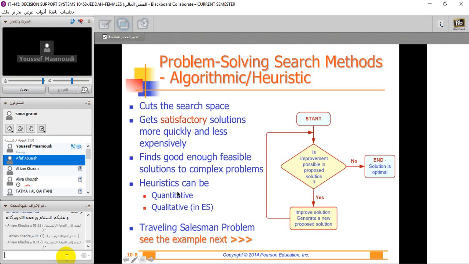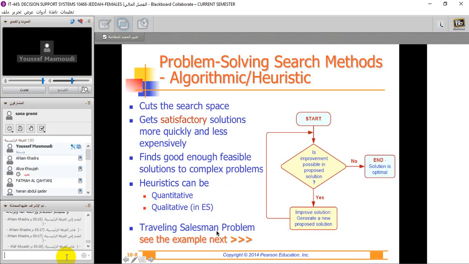So, in heuristics, we cut the search space and get satisfactory solutions more quickly and less expensively, regarding time, regarding budget, etc. Finds good enough feasible solutions to complex problems. The heuristics can be quantitative or qualitative, like in expert system. Like the example of the traveling salesman problem.